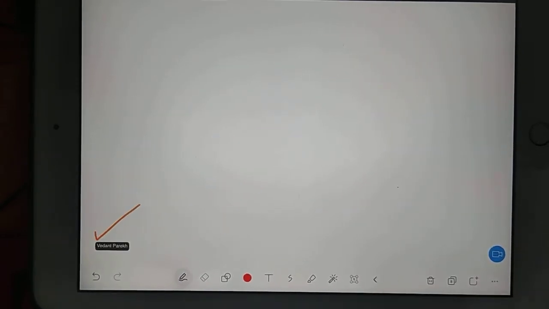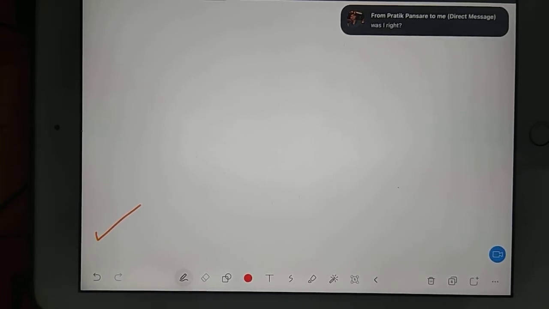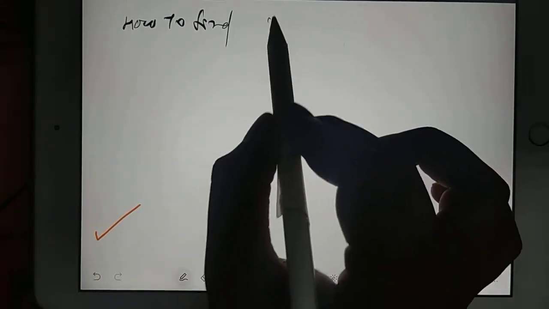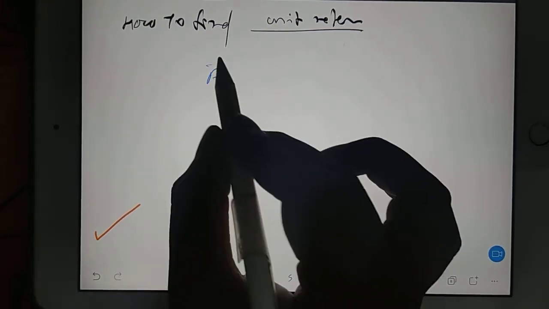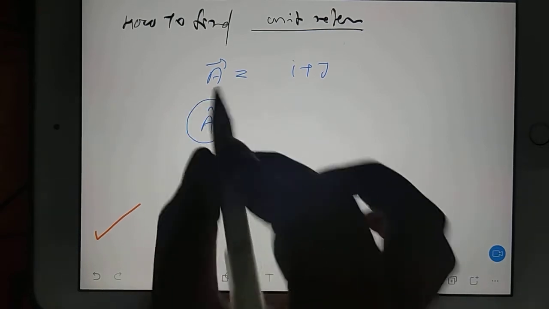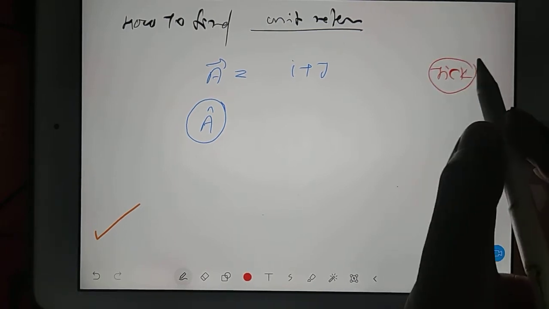Now, these are the basics of the vector. Whatever vectors we have understood just now, whatever I have explained, they are actually very basic. Once the basics are clear, one last basic point is how to find a unit vector. Suppose a vector is given, A equals i plus j, and you want to find A cap, which represents the unit vector. So guys, remember a trick. I will explain this concept by a trick.